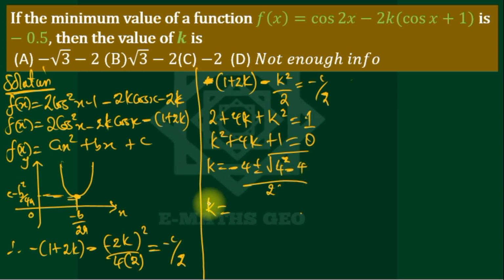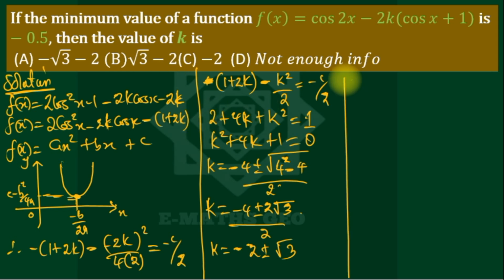So this is equal to minus 4 plus or minus, if I factor 4, the square root of 4 is 2. So we are left with 4 minus 1, which is 3 over 2, which could be reduced to minus 2 plus or minus root 3. From the options, let's not rush. We have minus root 3 minus 2 and also root 3 minus 2. So how do you know which one is correct?